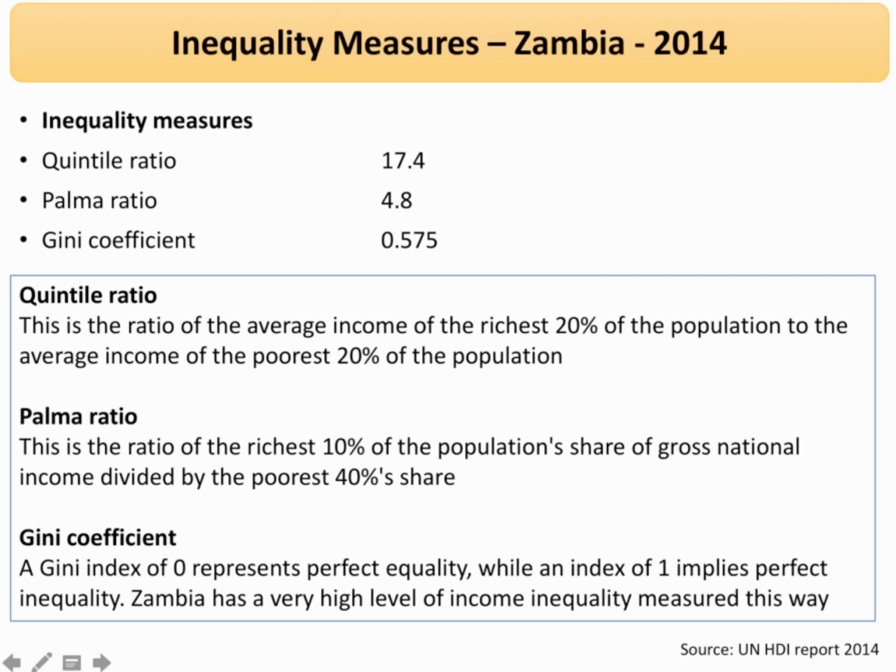Now, there are various measures of inequality. I'm not going to take you through all of them tonight. Some people look at the quintile ratio, the richest 20% income divided by the poorest 20%. Some people love the Palma ratio, where you take the income of the richest 10% of the population and divide by the income of the poorest 40%. You get a figure of 4.8.